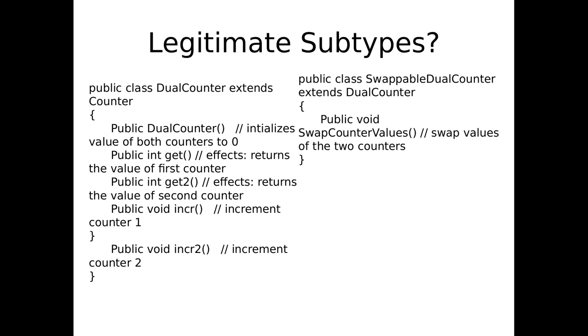How about this one? Dual counter. So this is kind of cool. Maybe I should have created a cool counter. This is a dual counter. So this has 2 counters as part of it. Pretty cool, eh? So it has a get and a get 2. The get returns the value of the first counter. Get 2 returns the value of the second counter. Increment increments counter 1, and increment 2 increments counter 2. Is this thing a legitimate subtype of counter?